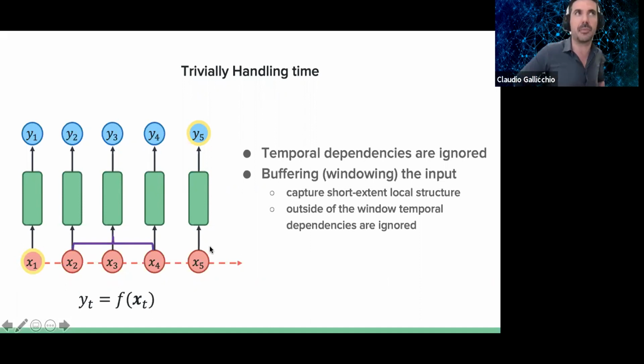If I fail to determine the correct length of the window, then it is still impossible, for example, to have our output y5 depend on the input x1 at the beginning. Okay, so this one is crucial, and this type of operation is the same as time delay neural networks or one-dimensional convolutional neural networks. Okay, they share the same idea.